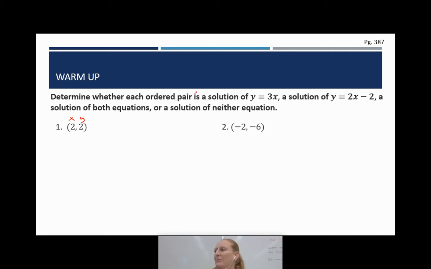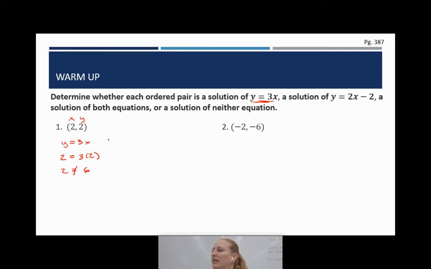So I'm going to go ahead and start with the first one. So I have y equals 3x. And I'm just going to plug in for y. Instead of y, I'm going to plug in a 2. Instead of x, I'm going to plug in a 2. And 3 times 2 is 6, which is not equal. Okay, well, it's not a solution of the first one then. I guess we've established that.